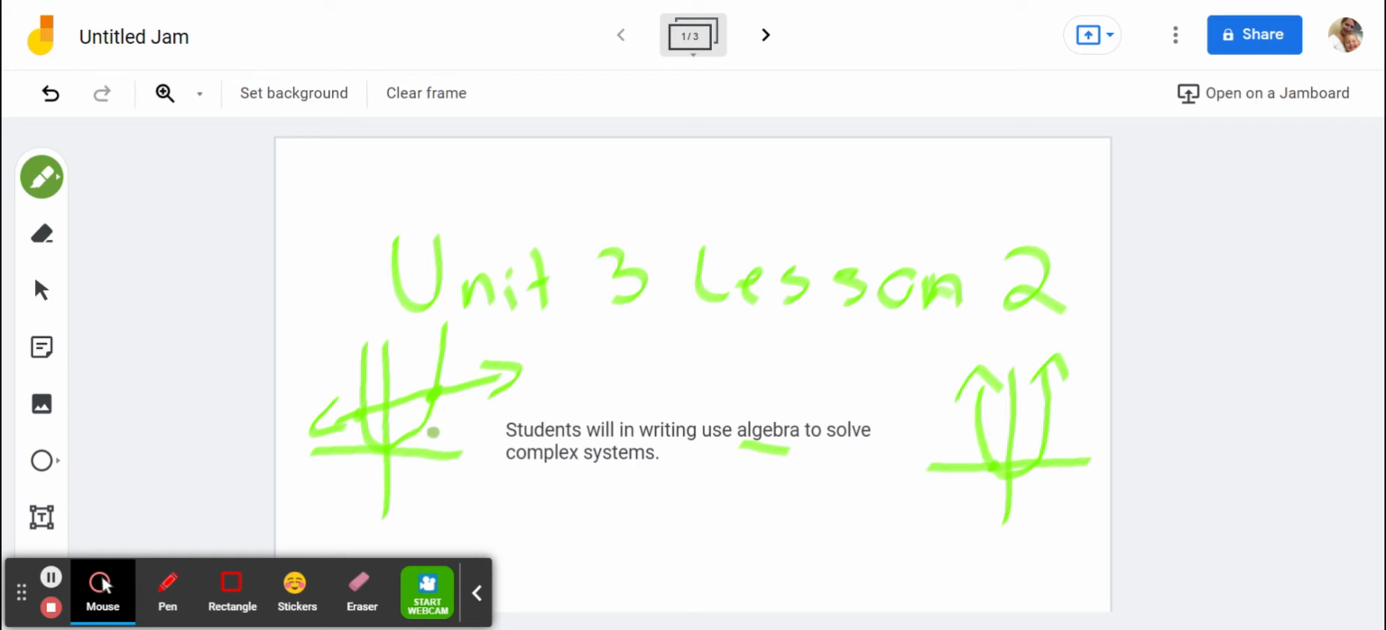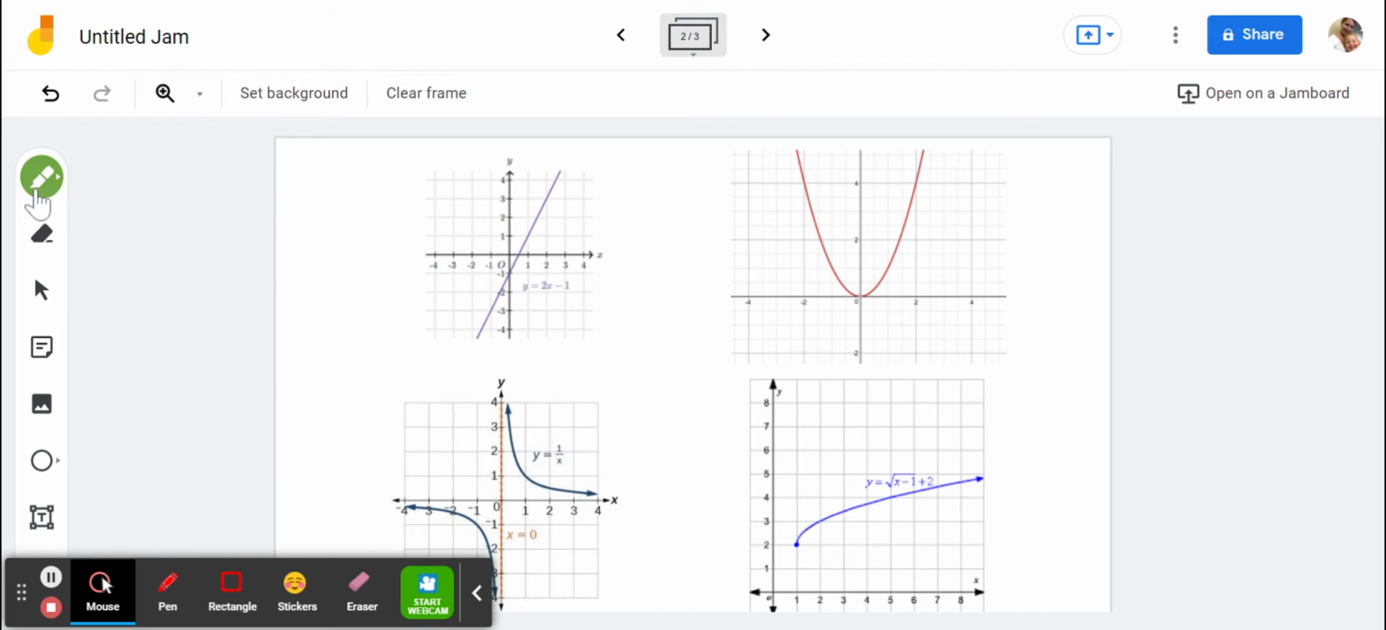So graphically is like a visual thing. Algebra is using the steps, and we're actually going to be looking at complex systems today. So not just two linear or a linear or quadratic. We're actually going to get a little further, a little deeper than that. But first, let's talk about some graphs that we don't know about yet, right?